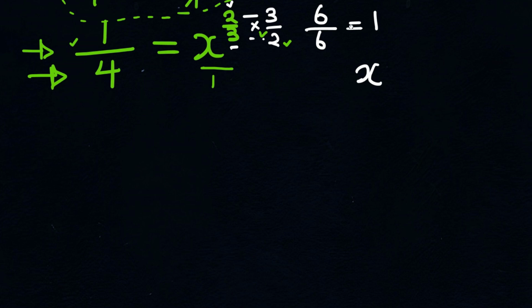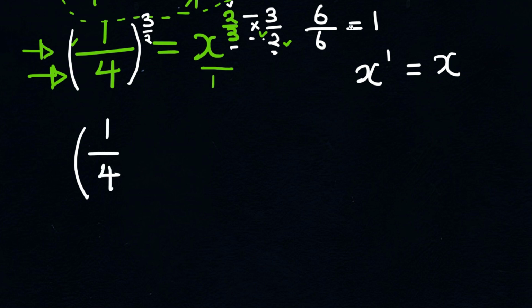So our expression on the right hand side is going to be x to the power of 1, which is basically equal to x. Now since we have multiplied the right hand side with the reciprocal of the original exponent, we have to do the same to the left hand side. So here we are going to have this expression raised to the power of 3 divided by 2. So our next expression is going to be 1 divided by 4 all to the power of 3 over 2 is equal to x.